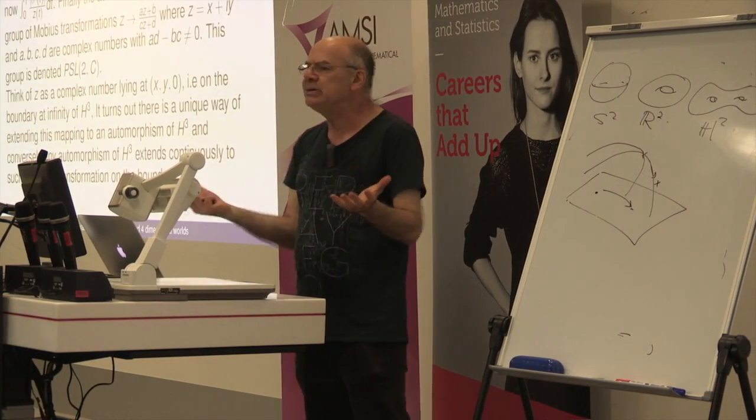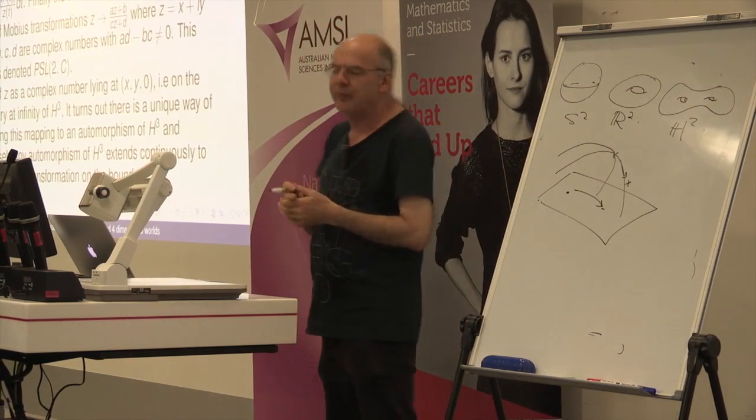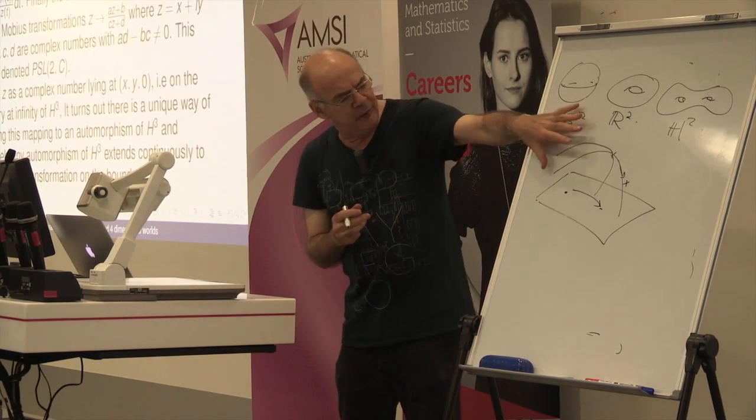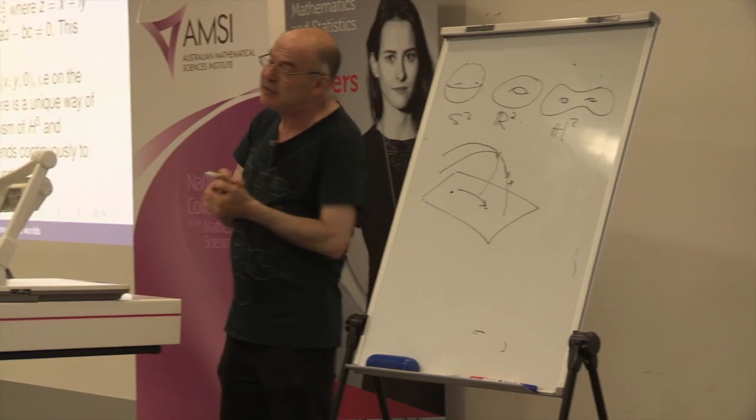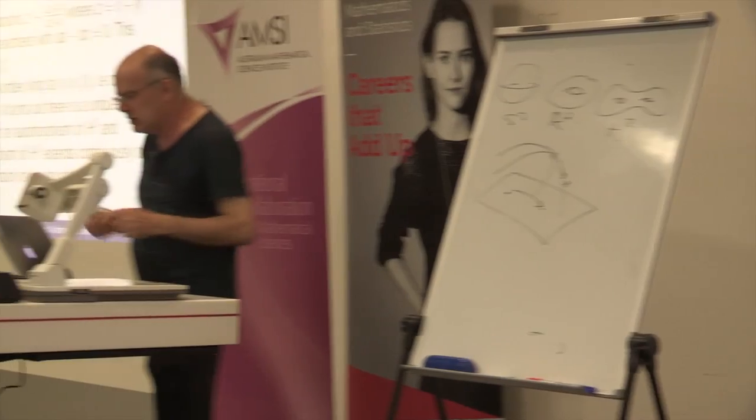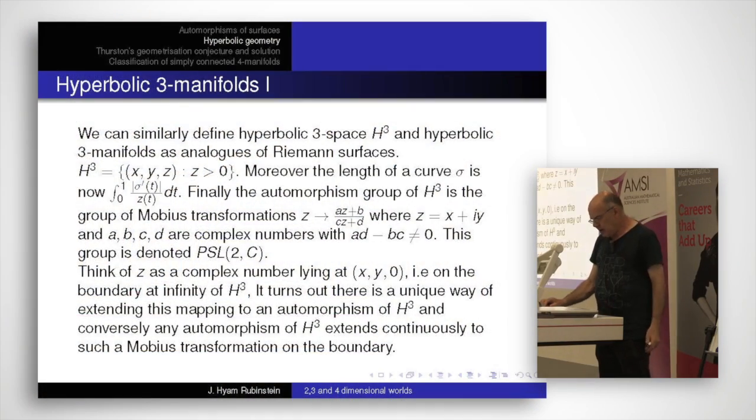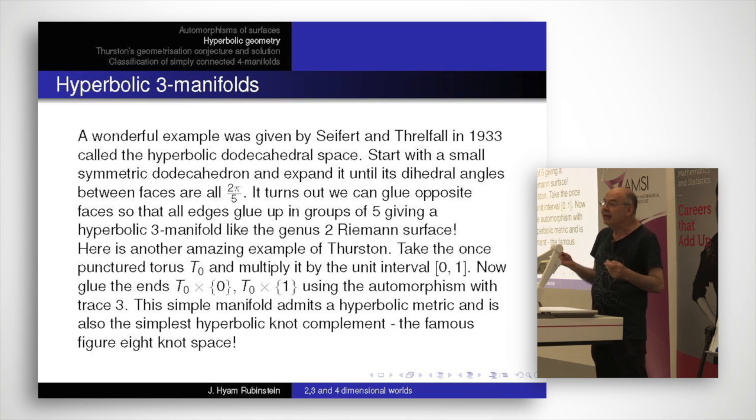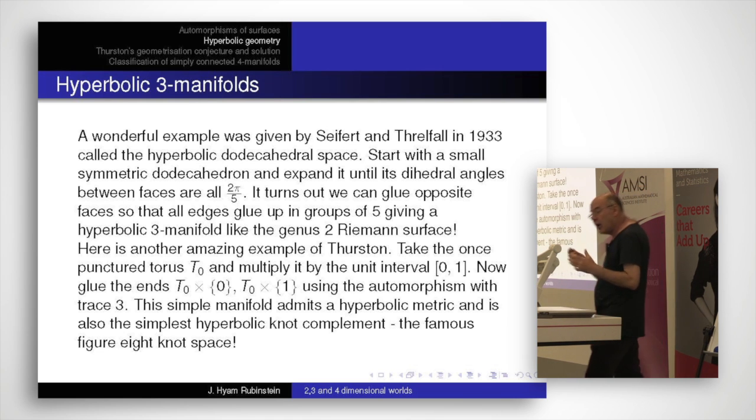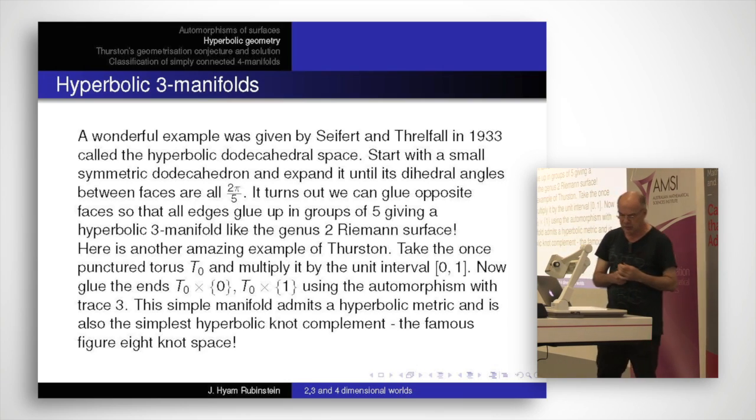That's sort of easy to prove. What's slightly harder, but not too difficult, is the other way around. If you have an automorphism of upper half space, it extends to the boundary. And so you get one of these Möbius transformations. Okay, so that tells us that things are really very nice. There's a very strong analogy between dimensions 2 and 3.